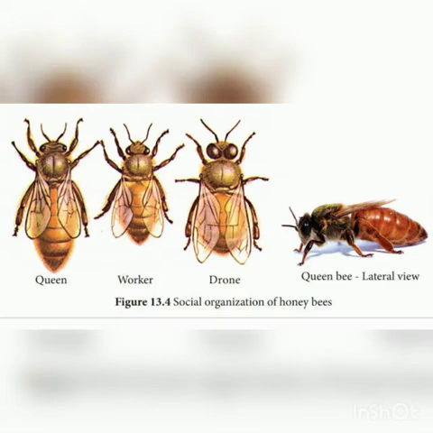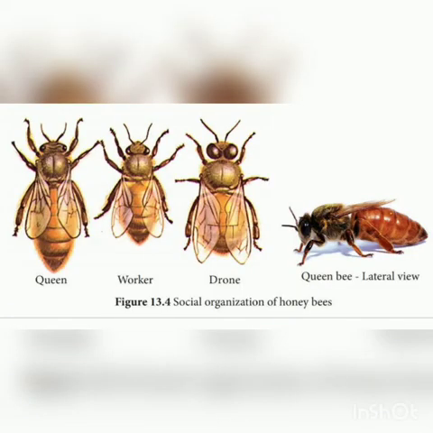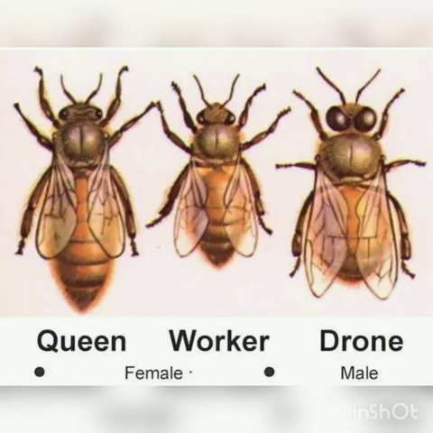And next one is apiculture. What is meant by apiculture? Apiculture is the rearing of honeybees. Rearing of honeybees is called apiculture. So why are we rearing these honeybees? For honey. It is also called beekeeping. It is a very profitable rural-based industry. And there are different types of honeybees: queen bee, drones and worker bee.